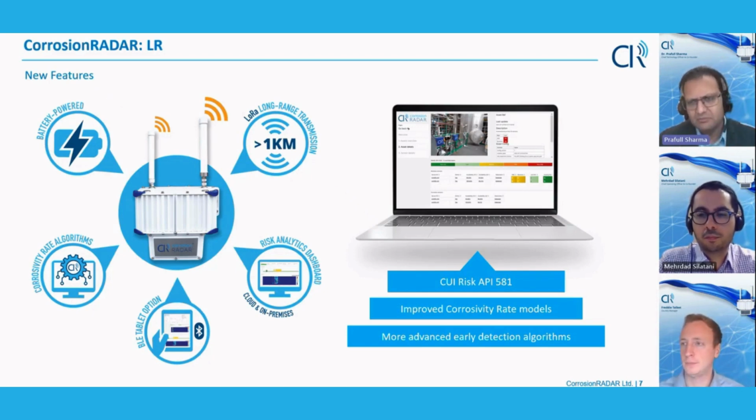The new features are this CR node is having a battery power. Many of our customers said electrical power is too slow to deploy because you have to have technicians. Offshore, for example, it's difficult to get all those. The second, on the right hand side, you see long range, more than 1 kilometer data transmission range using LoRA protocol, and also new versions of the risk analytics dashboard, cloud and on premises.